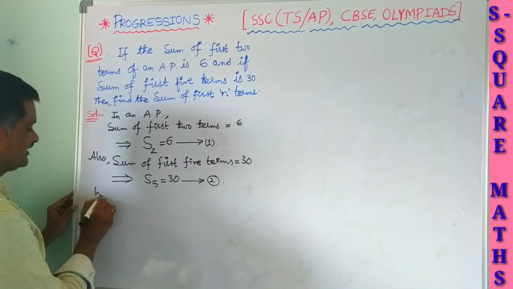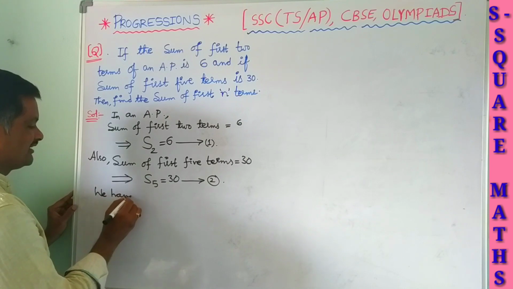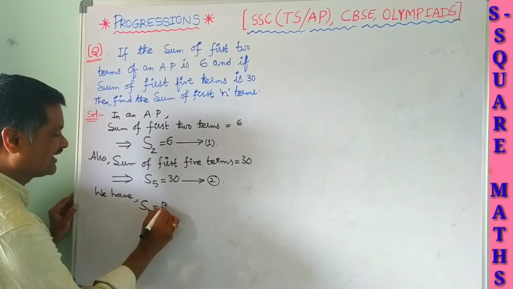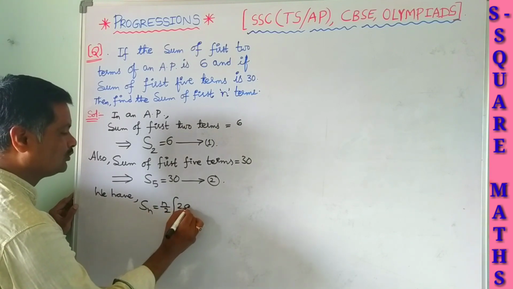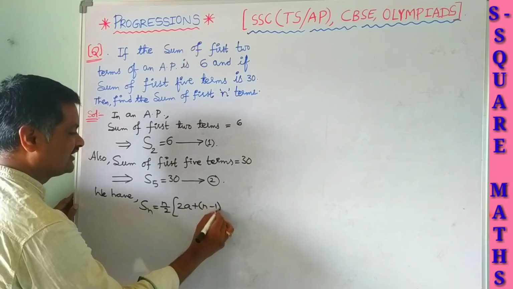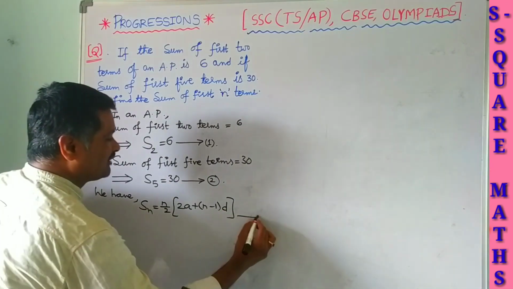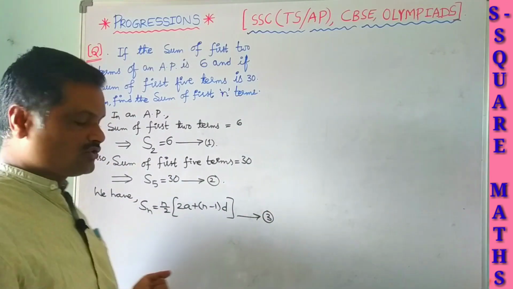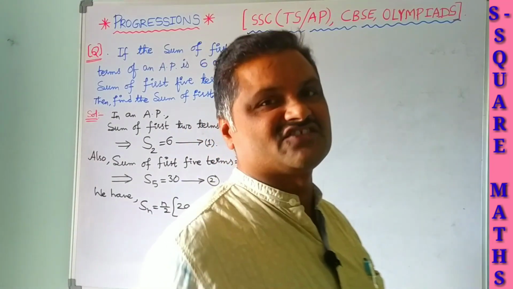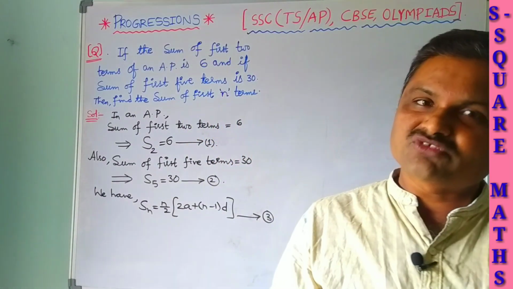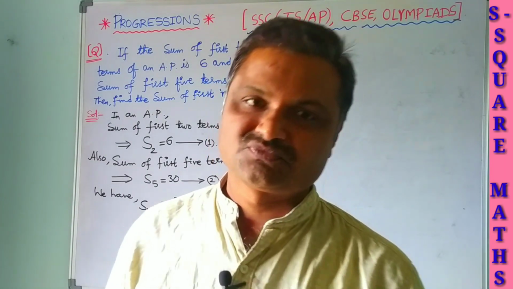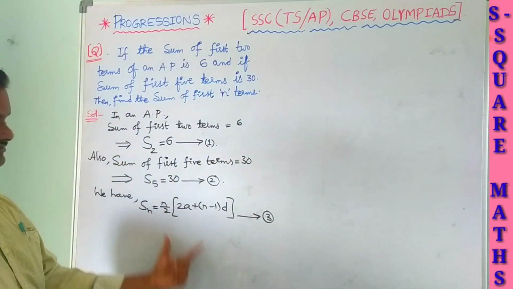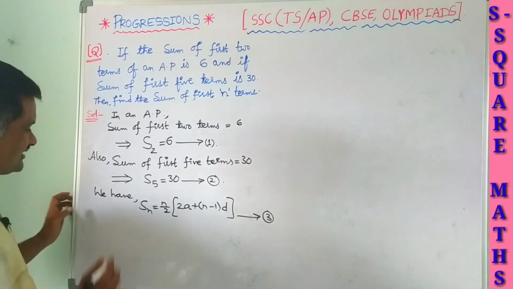So we have in an AP, arithmetic progression, already we discussed, Sn is equal to n by 2 into 2a plus n minus 1 into d. So mark as equation 3. So Sn is n by 2 into 2a plus n minus 1 into d, which stands for the sum of first n terms of an arithmetic progression. Okay. So substitute n is equal to 2 and n is equal to 5. We are going to get again different equations.